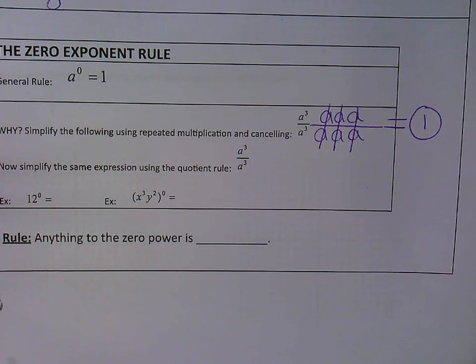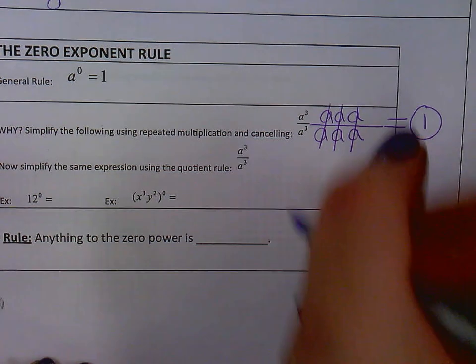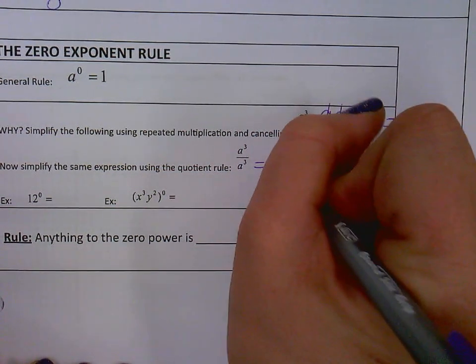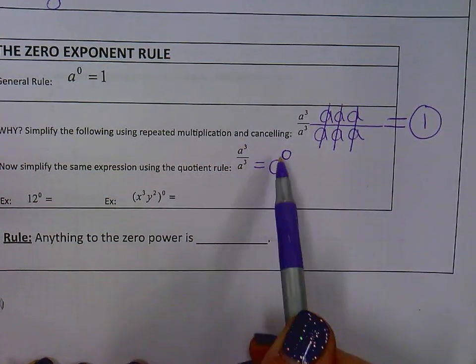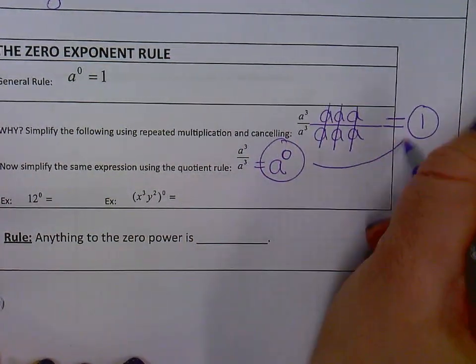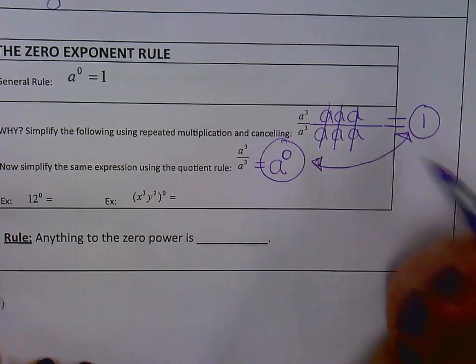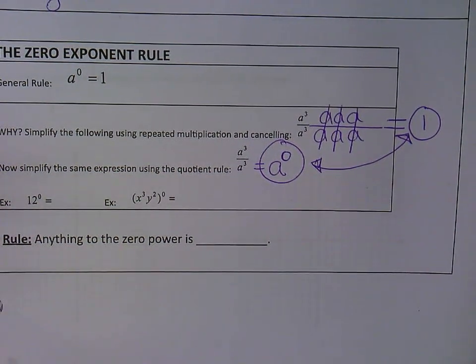What if I use the quotient rule? What's 3 minus 3? A to the 0 power. So if 3 minus 3 is 0, then a to the 0 power must be equal to 1, right? Because I simplified the same fraction using 2 different techniques. So that's why a to the 0 power must be 1.